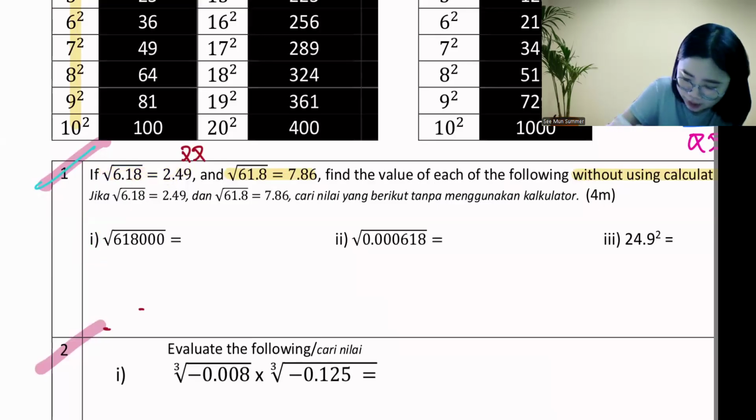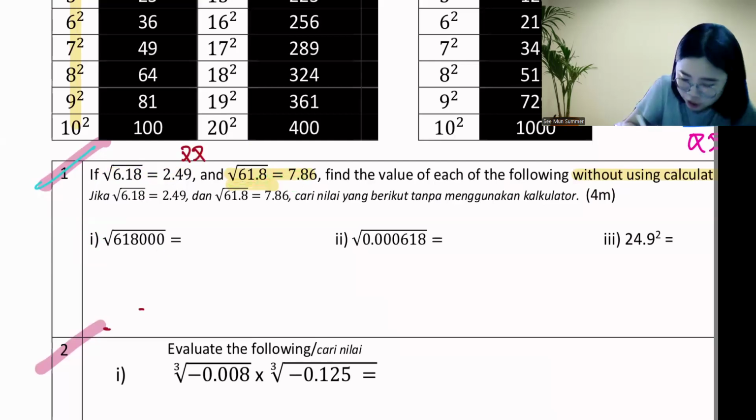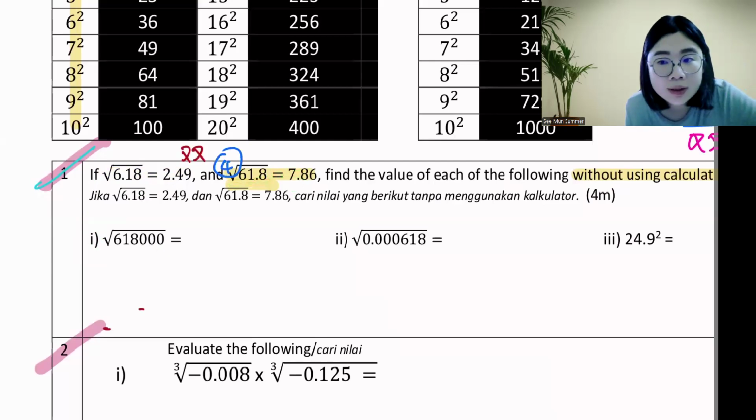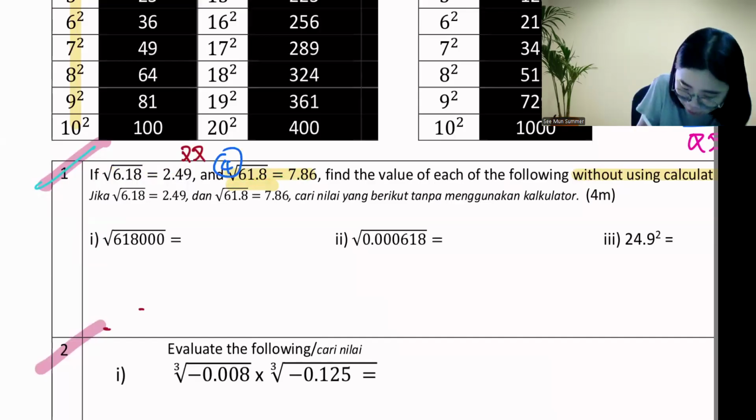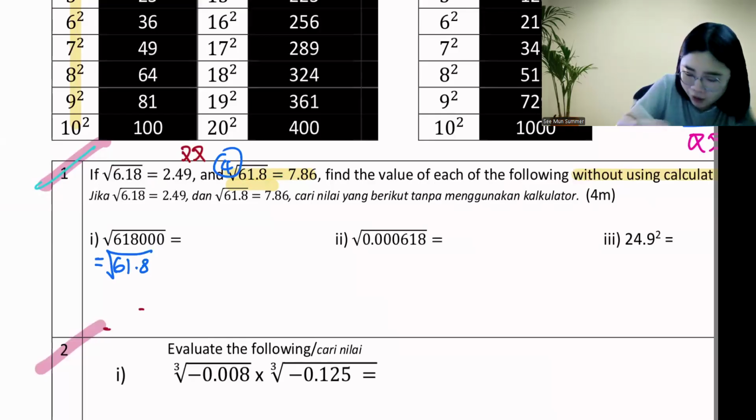How about the second one? Try again. I have to change to this. So 618, right? I have to move 1, 2, 3, 4. I need to move 4 decimals. 4 decimals is an even number, so I can use that. Since I confirmed already, I will straight away write √61.8. Because I can move an even number, now you have to ask yourself, how do I transform 61.8 to 68000?